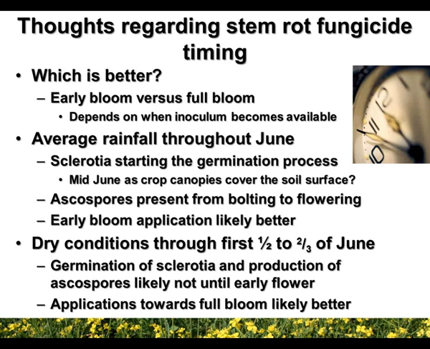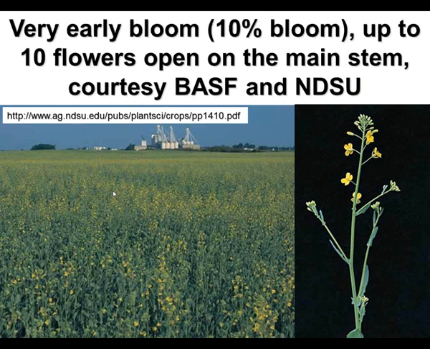So just a couple things here that may help in terms of trying to decide when to spray. And if you've got good moisture conditions in June, good moisture conditions in July, and you've got a yield potential of 50 to 70 bushels per acre, maybe you might want to be looking at considering a split application.